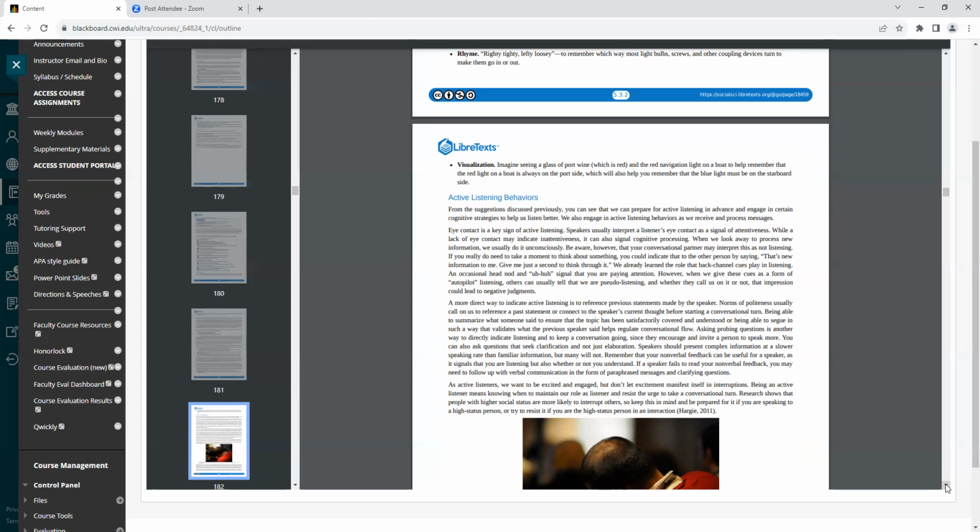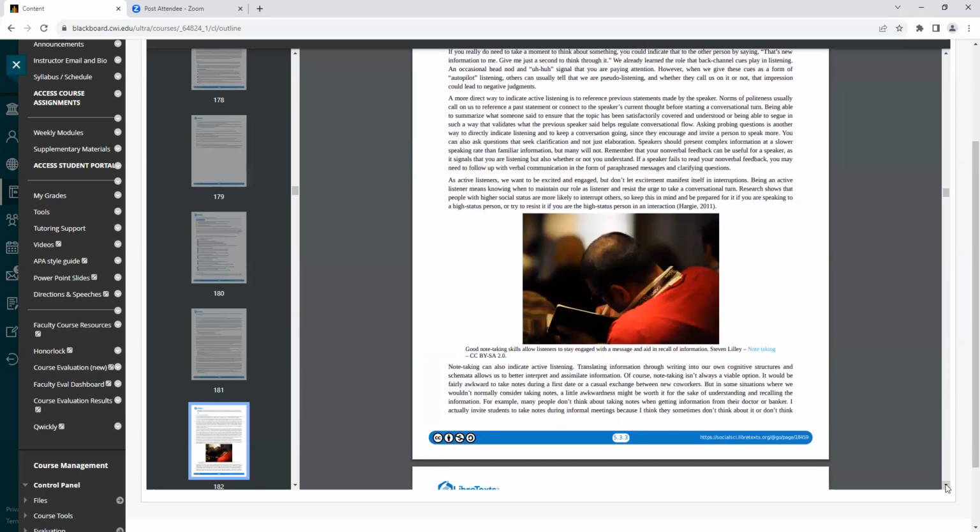We already learned the role that back channel cues play in listening: an occasional head nod is a signal that you are paying attention. However, when we give these cues as a form of autopilot listening, others can usually tell that we are pseudo-listening, and whether they call us on it or not, that impression could lead to a negative judgment.